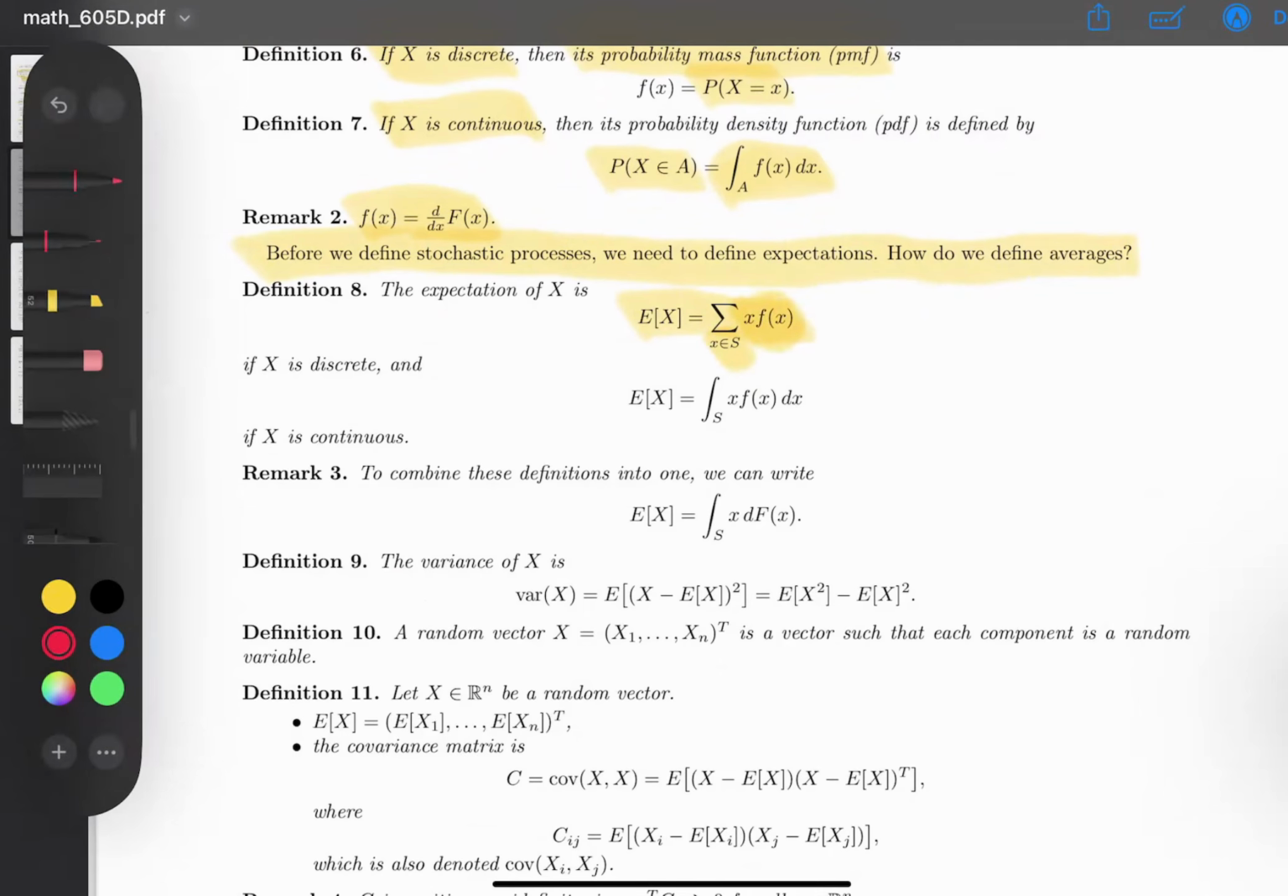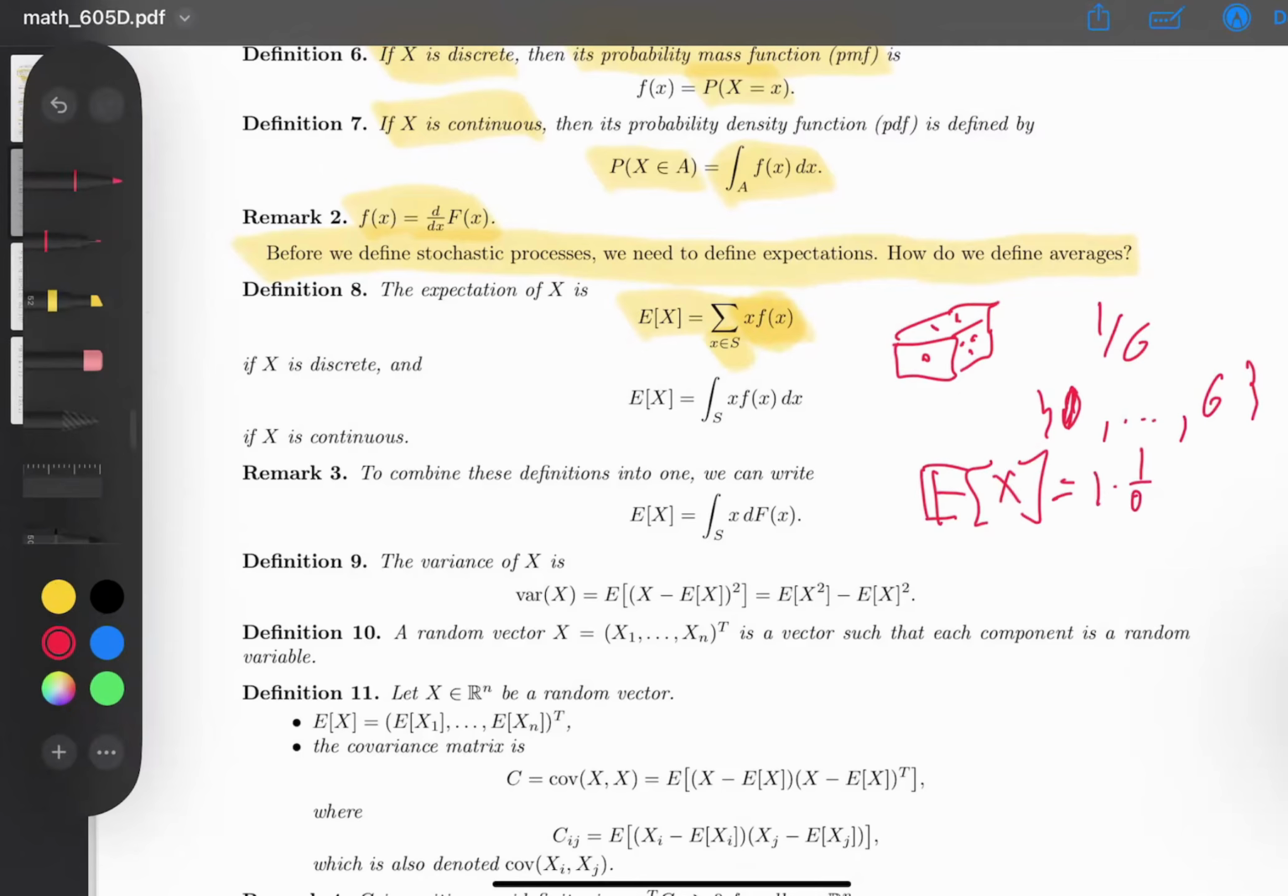So for example, the most famous one: if we have a die with 6 sides, 1, 2, 3, and so on, each side has probability 1/6. So all possible outcomes are between 1 and 6. To compute the expected value of the number we're going to roll, it is equal to the sum of 1 times 1/6 up to 6 times 1/6, and that equals 3.5. So we expect on average, if you do a lot of tries, to get, let's say, 3.5.